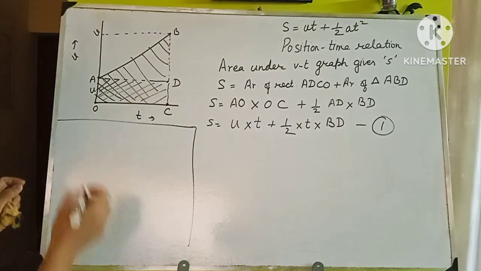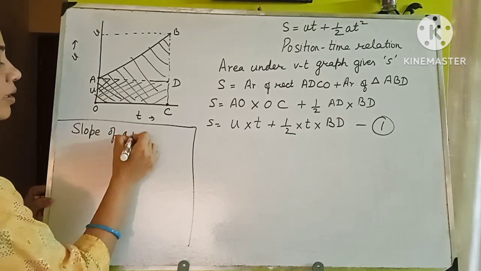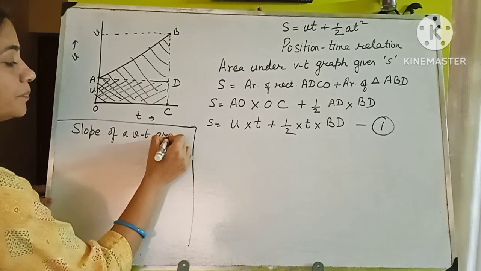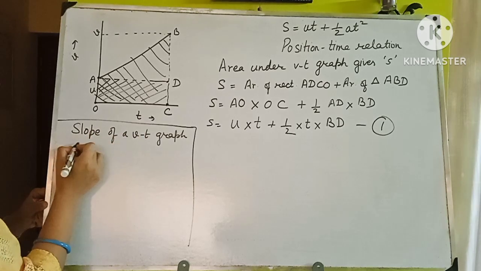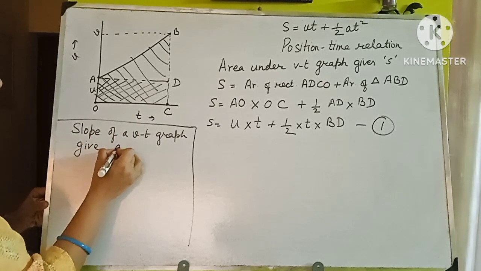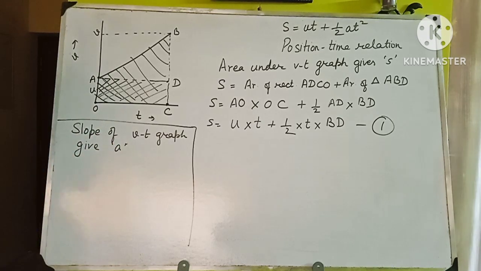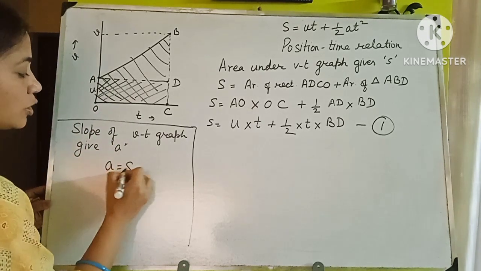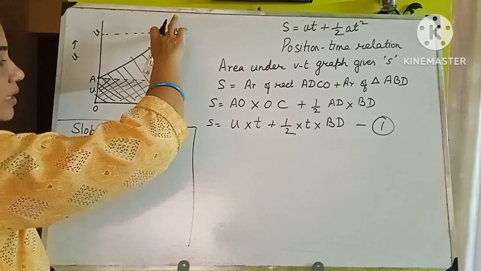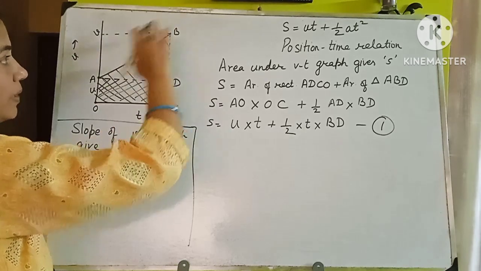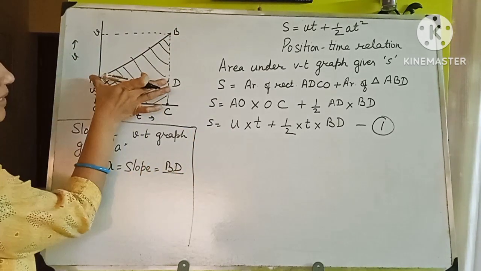See, this is a VT graph. You know that the slope of a VT graph gives acceleration. We have learned that. That means acceleration is equal to slope. And what is the slope formula? Vertical distance by horizontal distance. See here, this is your graph AB. What's the vertical distance? BD. What's the horizontal distance? AD.